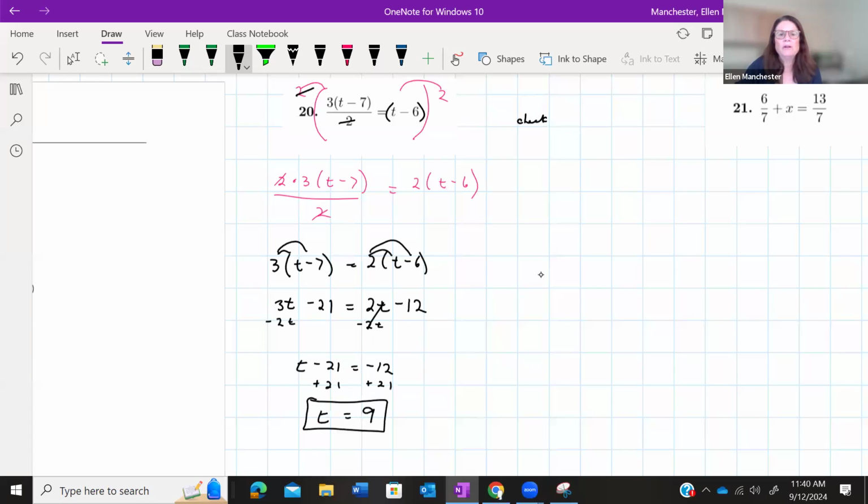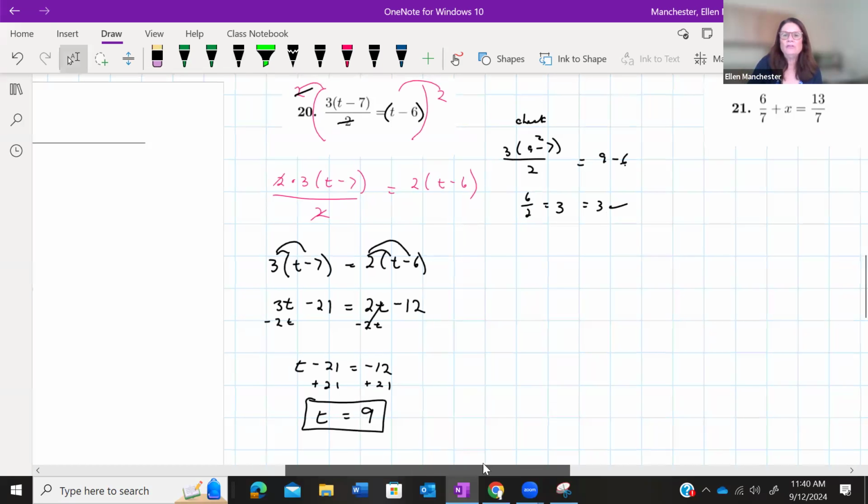And then again, if I want to check it, it's 3 times 9 minus 7 divided by 2 equals 9 minus 6. So let's see, 9 minus 7 is 6, or I'm sorry, it's 2. This is 2. 3 times 2 is 6. Divided by 2 is 3. And 9 minus 6 is also 3. So I'm good to go.